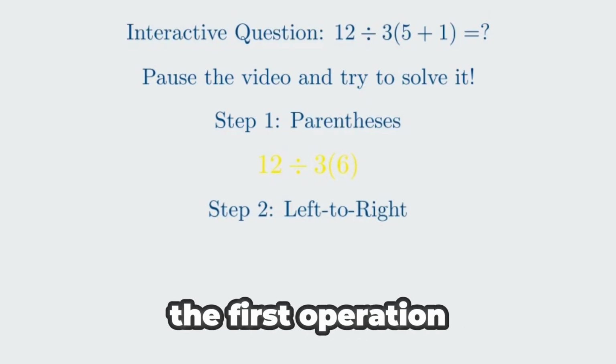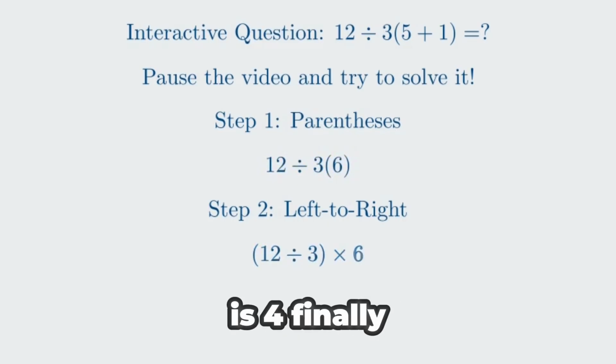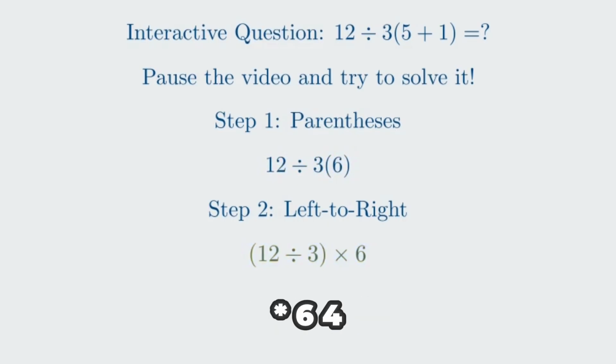The first operation we see is 12 ÷ 3. 12 divided by 3 is 4. Finally, we have 4 × 6. 4 times 6 is 24. So the correct answer to 12 ÷ 3(5 + 1) is 24.